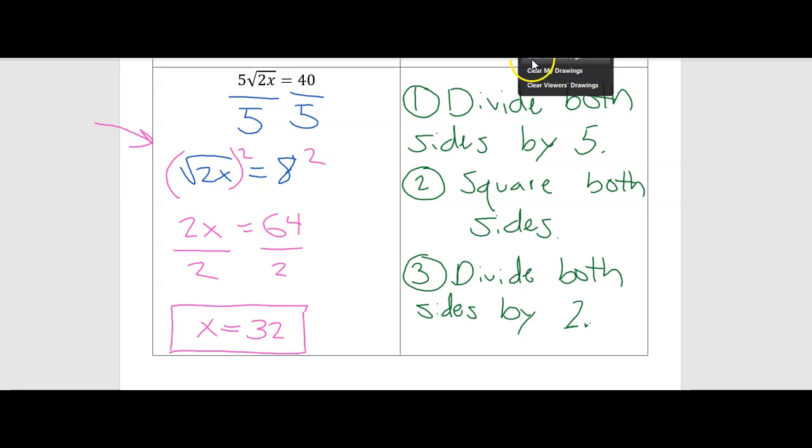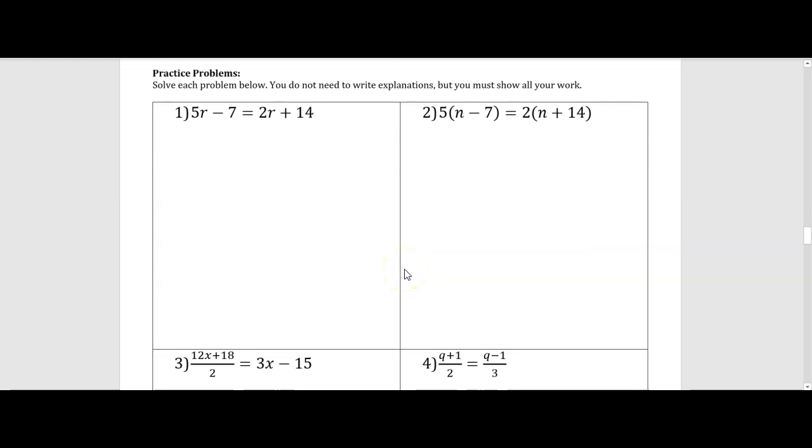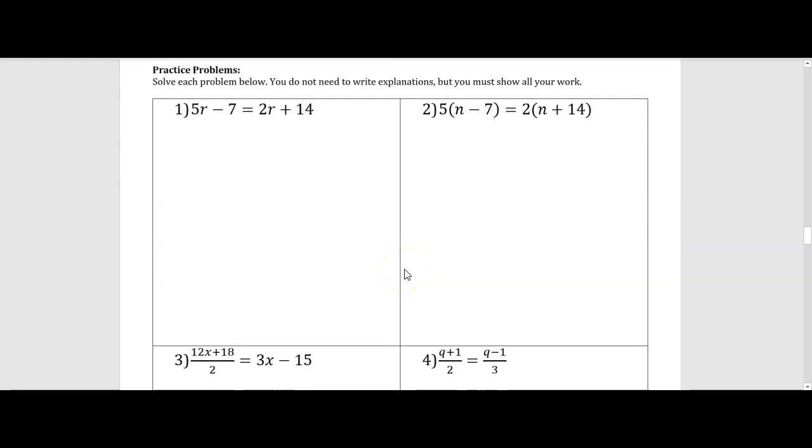So you'll see in the next set of problems, you have some practice problems. And I don't require you to write out the explanations for these, but you must show all of your work. We're not going to go through all of these. I'm going to pick a couple that are slightly different than the examples from above, because you can always use the above examples to help you solve these. I'm just going to choose ones that are slightly different and go through some of those explanations.